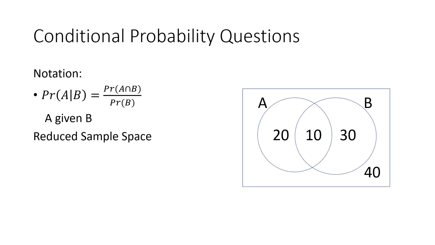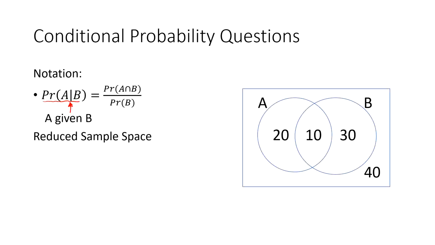Conditional probability is written in maths like this: probability of A given B. That little hat, what is it? It's a pipe. That little pipe means given. So that is read as the probability of A given B. And a good way to think about conditional probability is that it reduces the sample space.